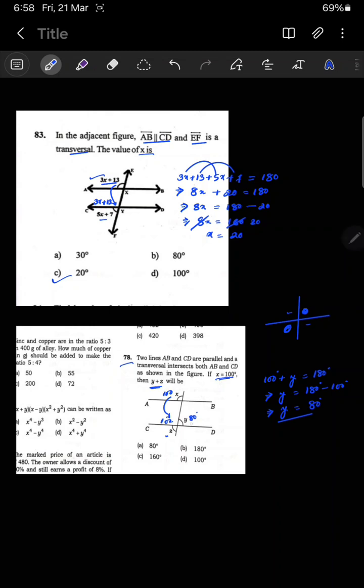It means if this is 80 degrees, z will also be 80 degrees. Now y is 80 degrees and z is also 80 degrees. Then if you add y plus z, it is 80 plus 80, which is 160 degrees. So option C is your correct answer.